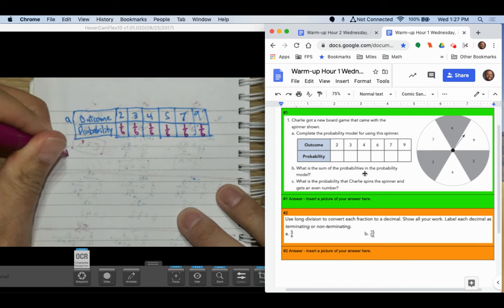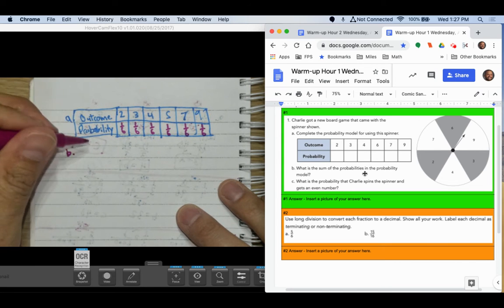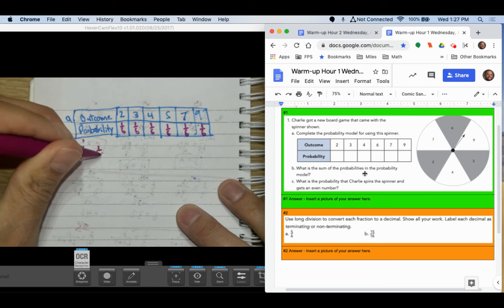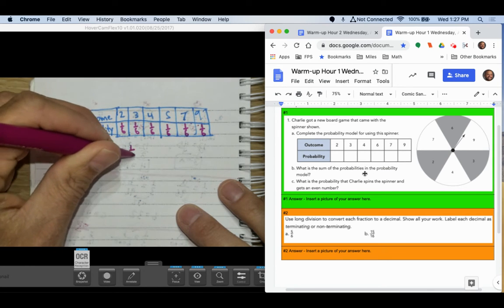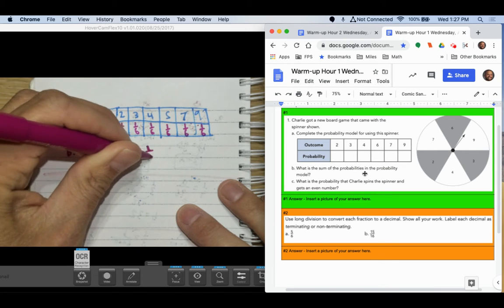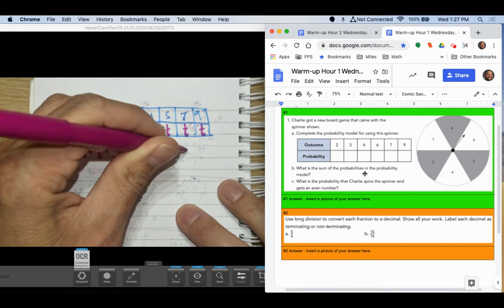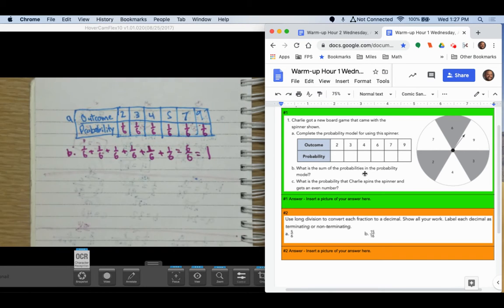Then B asks, what is the sum of the probabilities in the probability model? When I add the probabilities of all of the outcomes for an event, I will always get 1 as my solution. I have everything there, so I should have 100% of the outcomes.